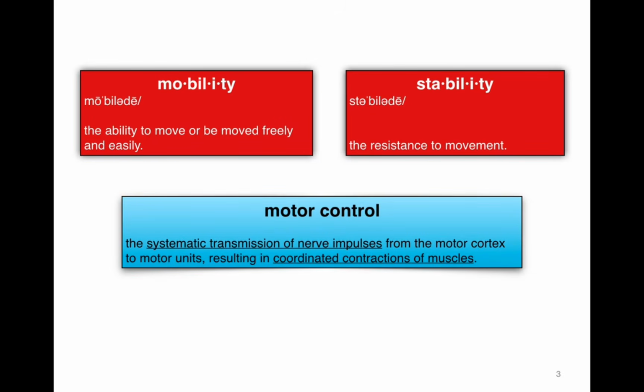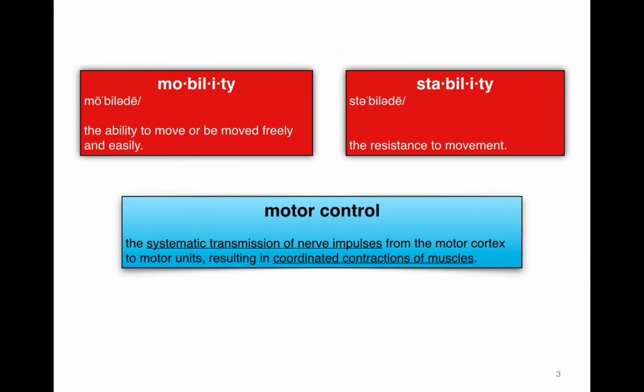So let's talk about a few terms we're going to come in contact with here. One is mobility, and mobility is actually the ability to move or to be moved freely and easily. So yes, we need to have mobility in order to actually teach it to have stability. So stability comes after mobility, right?